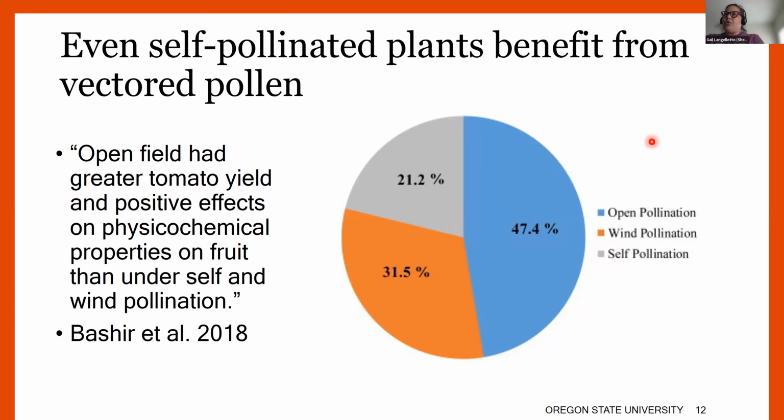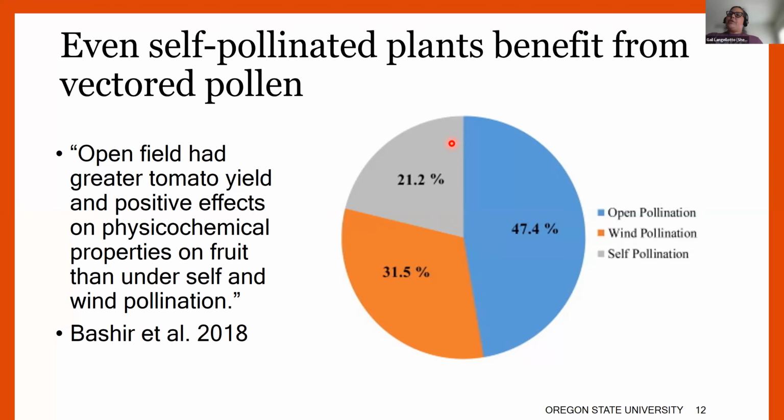Just a little graph to show you the difference between tomato production in tomatoes that were self-pollinated. These self-pollinated flowers were covered by plastic so that they weren't subject to wind and they weren't subject to any insects. And you can see that just a minority of total fruit production in this particular study was represented by tomato plants which selfed.